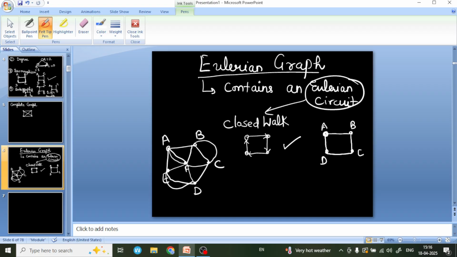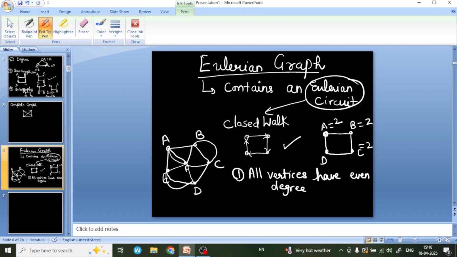What are the main features of Eulerian graphs? First main feature is that all vertices have even degree. You can see here A is 2, B is 2, C is 2, D is 2 degree. And the second feature is that it should be a connected graph.